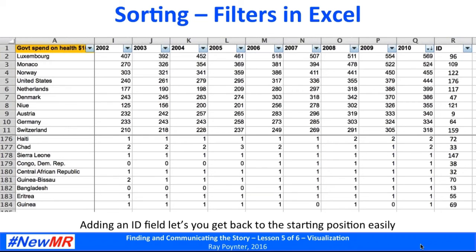Sorting is one of the main techniques you will use to visualize data. It doesn't matter whether you're bar charting, graph charting, tree maps, whatever it is, sorting is likely to be at the heart of making the data make sense. So here we see that the countries that spend the most, Luxembourg, Monaco, Norway, United States, drop to the bottom of the league. We have Guinea, Eritrea, Bangladesh, Guinea-Bissau. So we start to get a bit of a picture of what's going on.